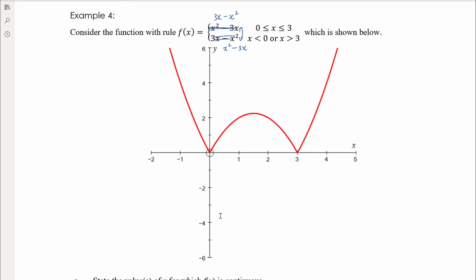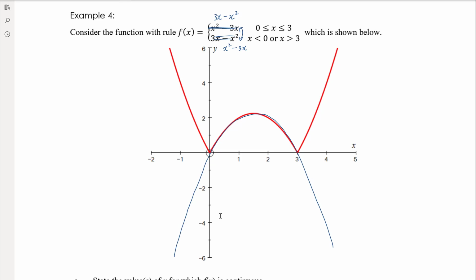Okay, so we've got 3x minus x squared, which is a sad parabola with x-intercepts at 0 and 3, so that is that parabola. But we are only looking at that between 0 and 3, so that's where we're seeing this part up here. Okay.